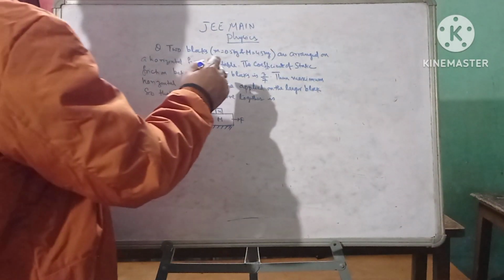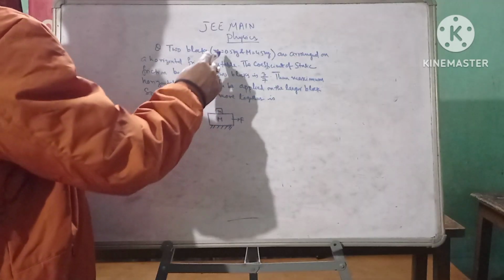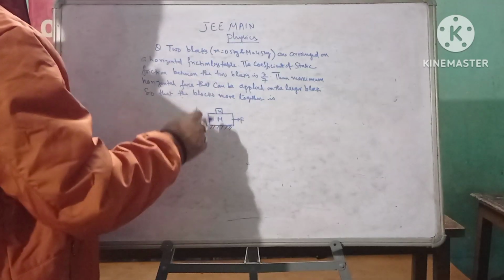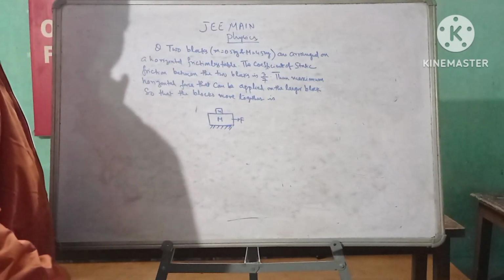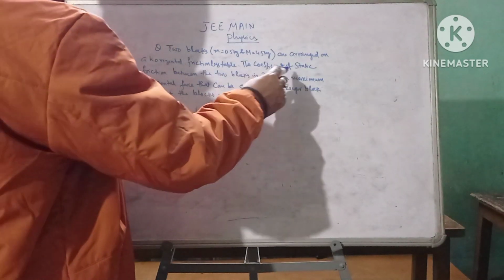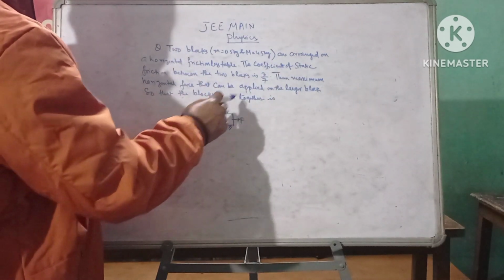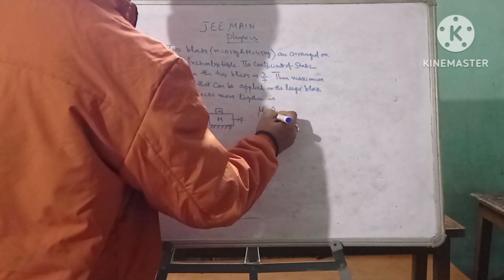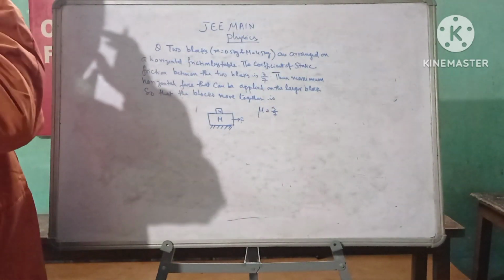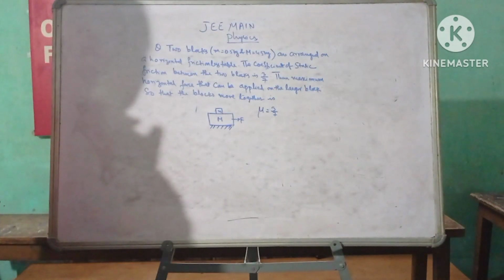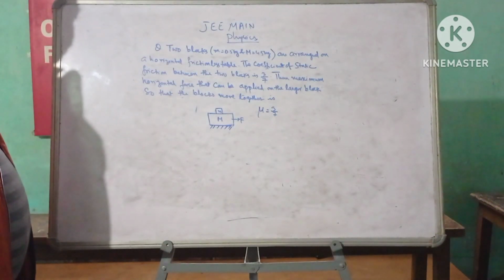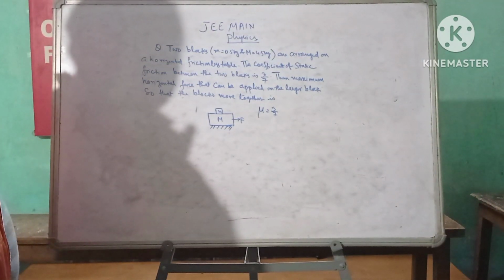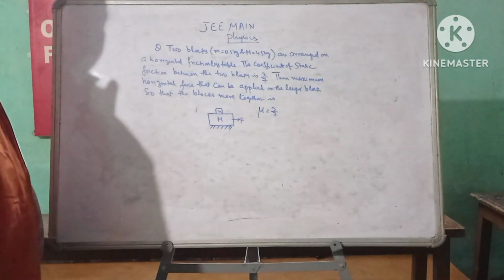So here you see two blocks of different mass, one is 0.5 and another is 4.5, are arranged on a horizontal, frictionless table. The coefficient of static friction between the two blocks is 3 by 7, this is given to you. Then the maximum horizontal force that can be applied on the larger block so that the blocks move together. We have to find the maximum horizontal force. We have to find this F.